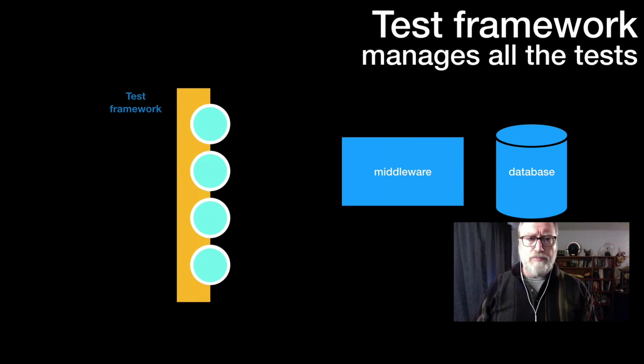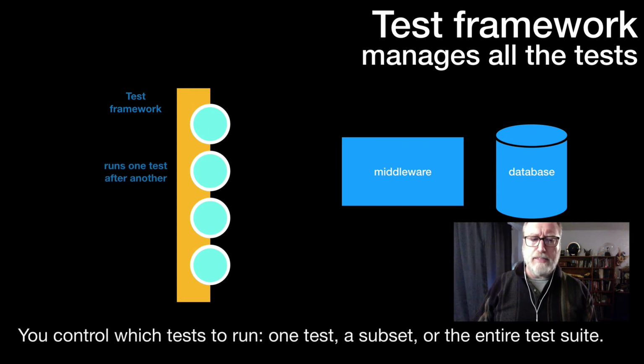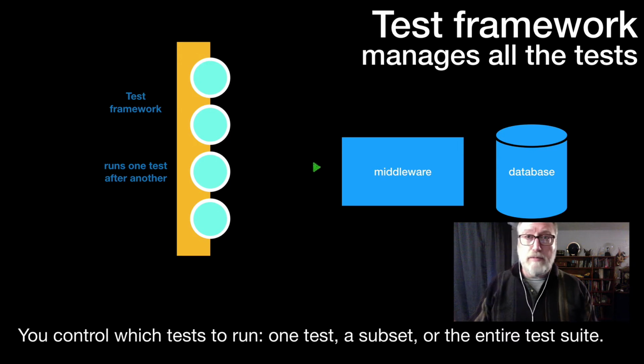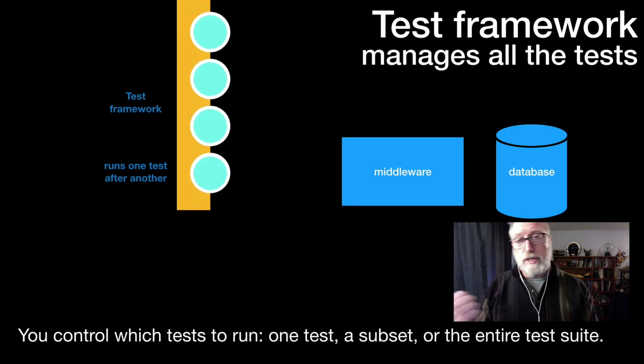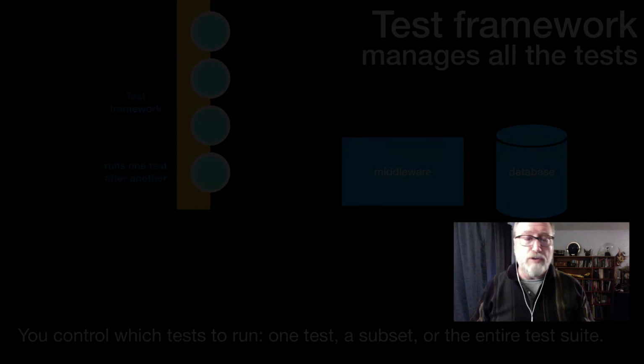We go through test by test and trigger the middleware, check the response, trigger the middleware, check the response. You can control whether you're going to run the whole test suite, just one test, a subset, whatever you like. As time goes on, this test framework will be running these tests over and over. As you build them, you'll be running them over and over to make sure nothing breaks as you continue development.